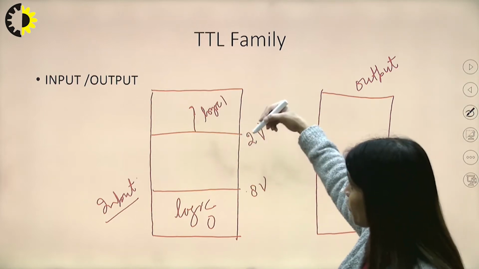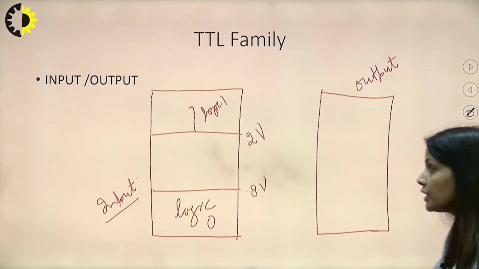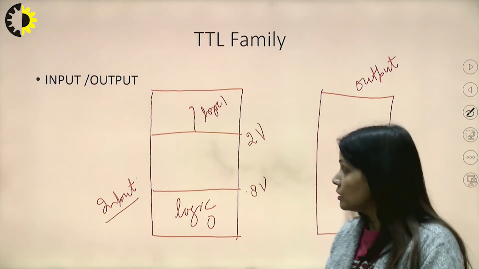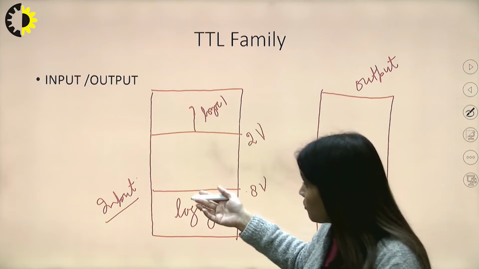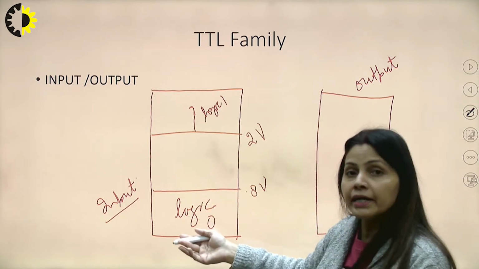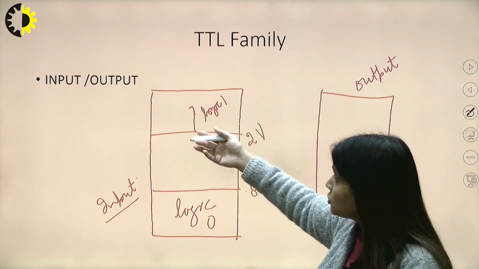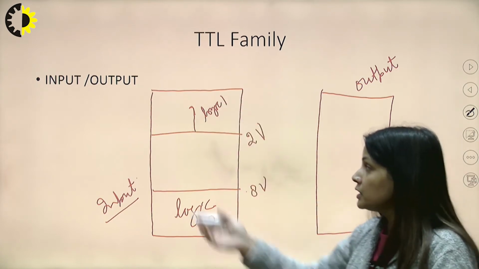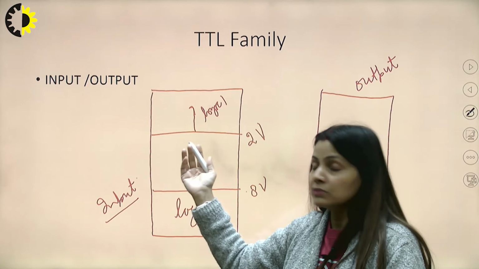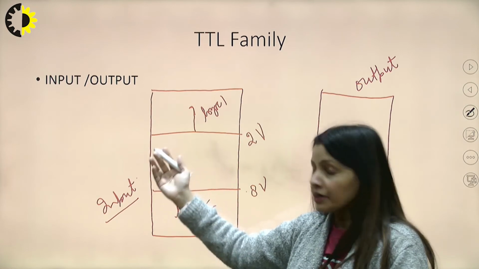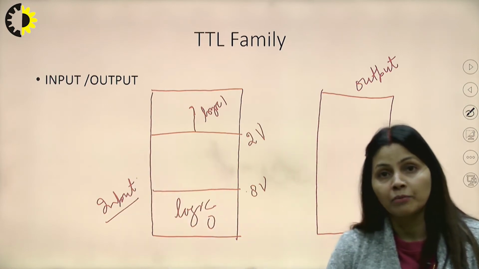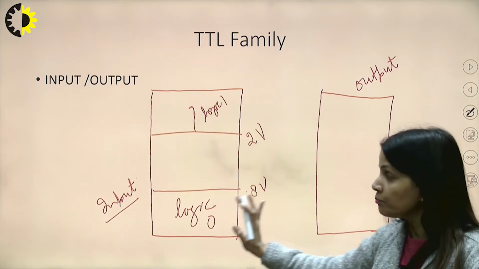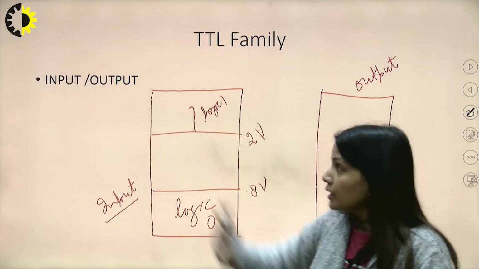That means from 0.8 to 2 volts we are not able to differentiate between logic 0 and logic 1. Logic 0 is below 0.8 and logic 1 is above 2 volts. So this is not a distinguishable condition for any TTL family logic gate. This must be very clear for the ranges of the input window.